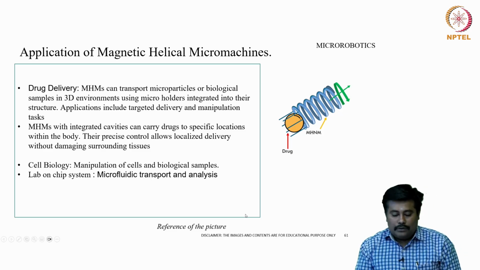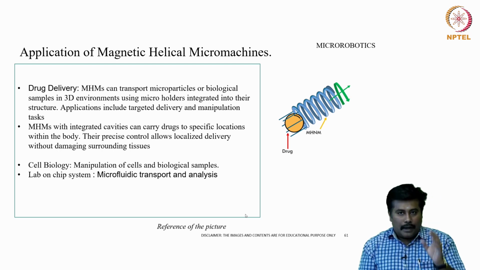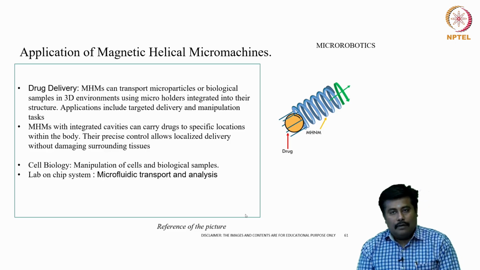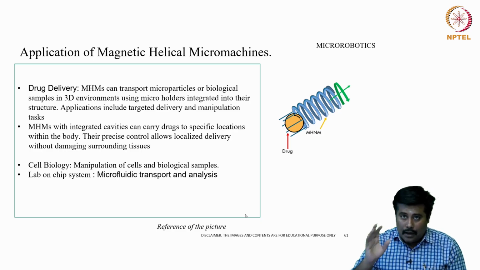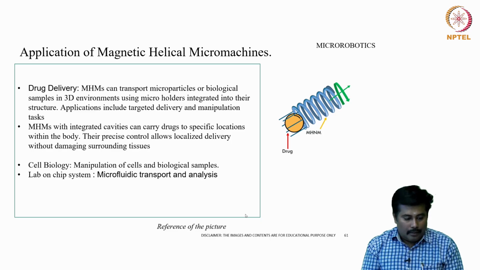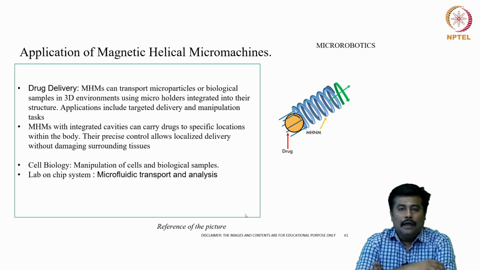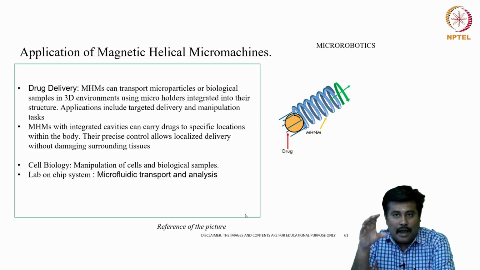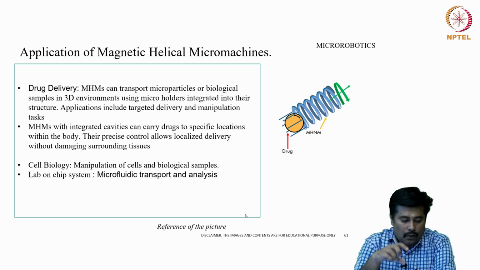Now, let us discuss some of the key applications of these magnetic helical micro machines. These magnetic helical micro machines can transport microparticles or biological samples in a 3D environment using micro holders integrated into their structure. From the application point of view, they are focused towards targeted drug delivery and manipulation tasks. These micro machines are well integrated with the cavities and carry drugs to a specific location within the body. So, their precise control allows a localized delivery without damaging the surrounding tissue.